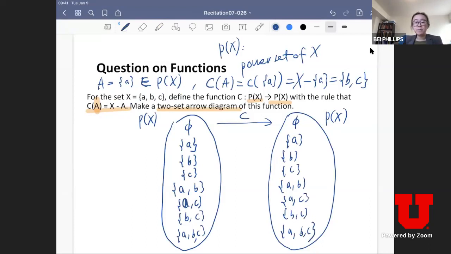Okay, so now I'm going to draw an arrow of mapping from one to another, and I'm going to use a different color to differentiate. If I start with my empty set, where is it mapping to? By the definition of my function. Do I have a volunteer?